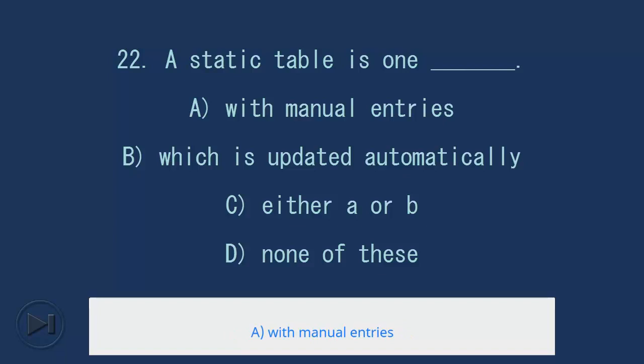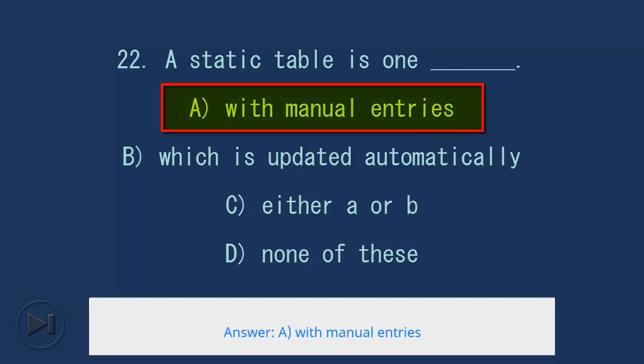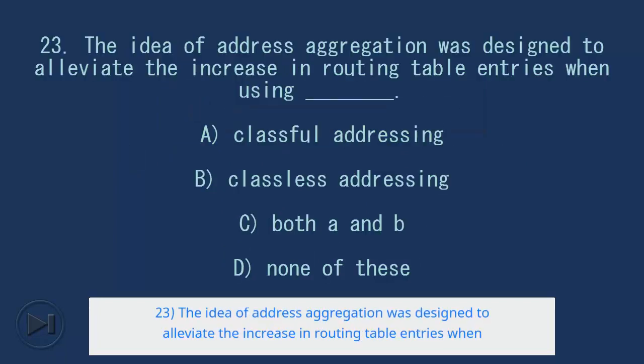22. A static table is one blank. A, with manual entries. B, which is updated automatically. C, either A or B. D, none of these. Answer, A, with manual entries.